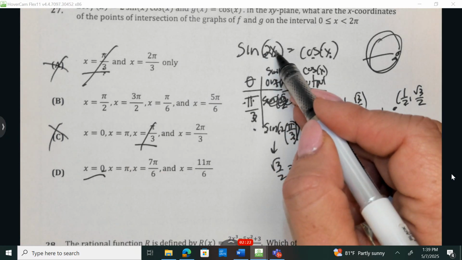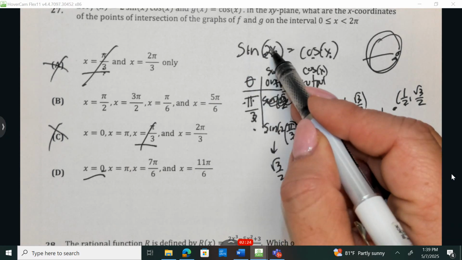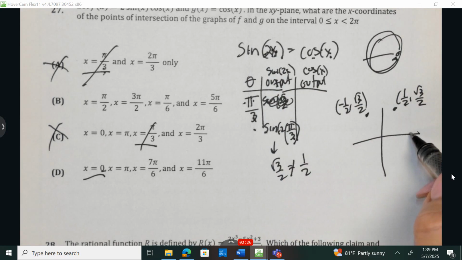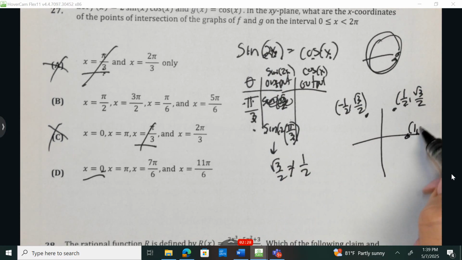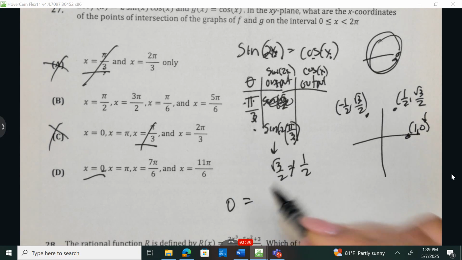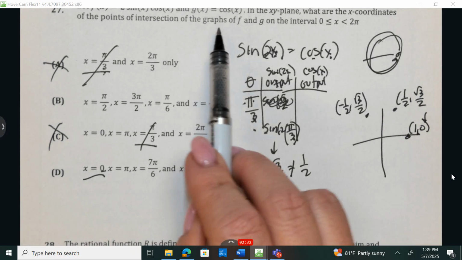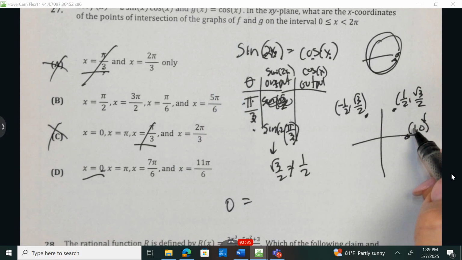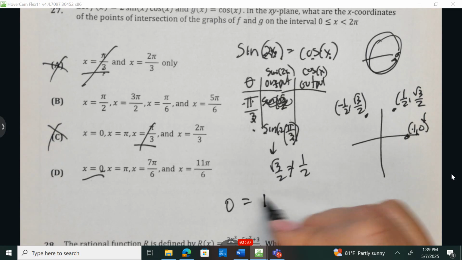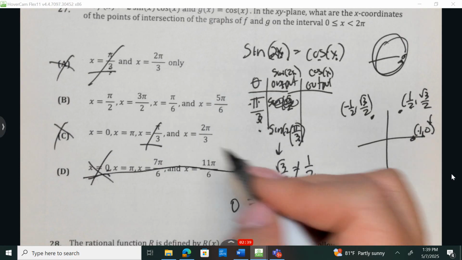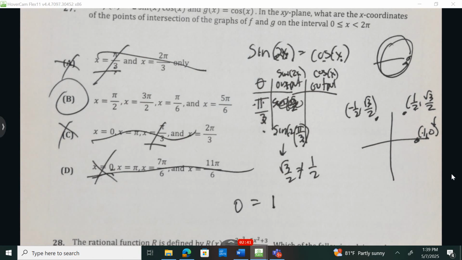2 times 0 is 0. So what is the sine at 0? Okay, here is 0, and the sine at 0 is 0. Now I'm going to plug in 0 here. What is the cosine at 0? The cosine at 0 is 1. These aren't equal. That doesn't work. That means all of these don't work, and I have one option left. It's option B.